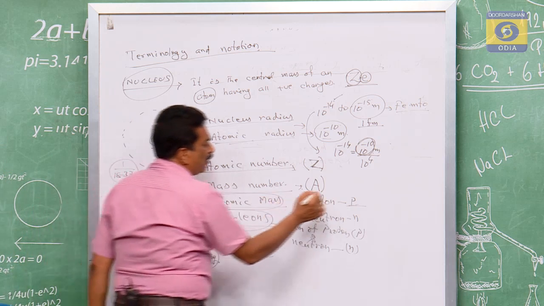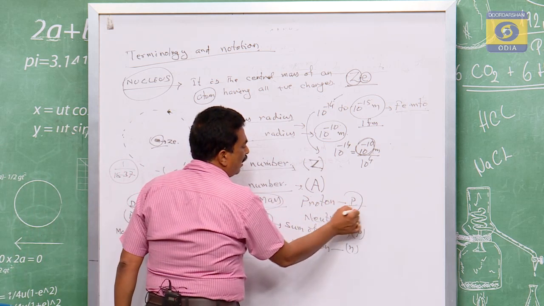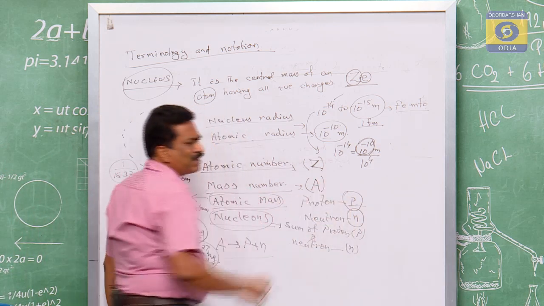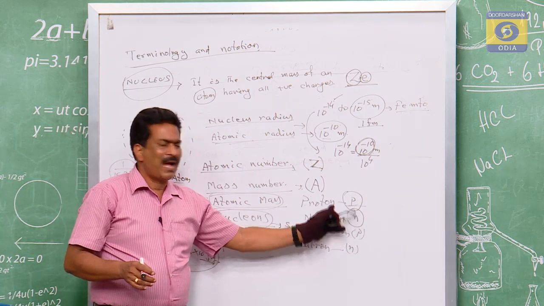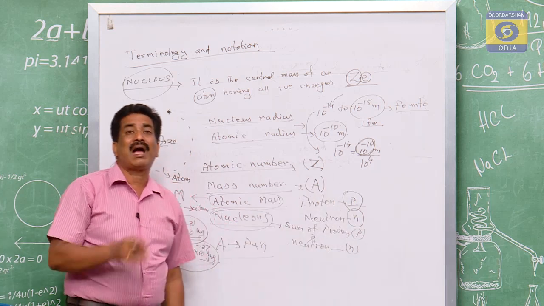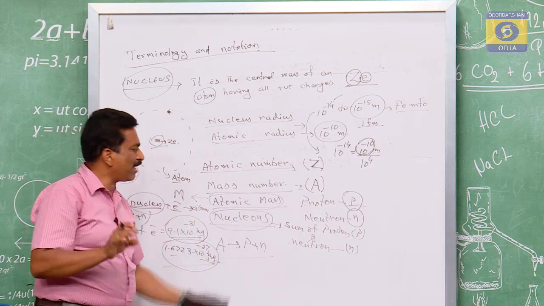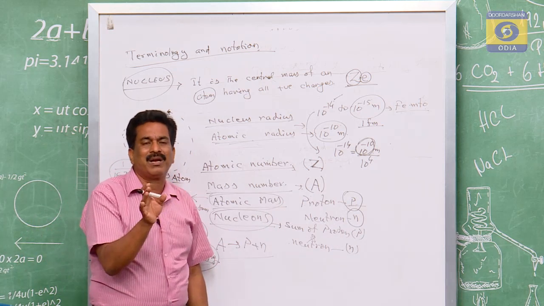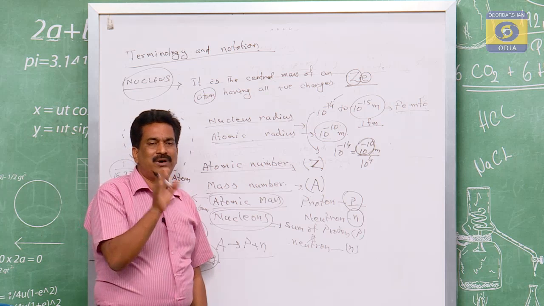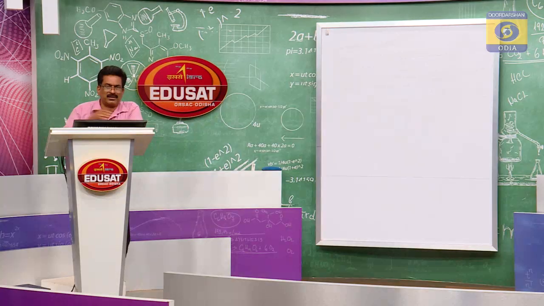So, in those terminologies, the most applicable symbols we will use further are P and N, proton and neutron. And further, that proton and the neutron are to be subdivided. Therefore, I said that these protons and neutrons are not the fundamental ones, they are to be further divided. As per our terminology, we came to know that inside the nucleus, the protons and neutrons are present, and outside the nucleus, the electrons are revolving.